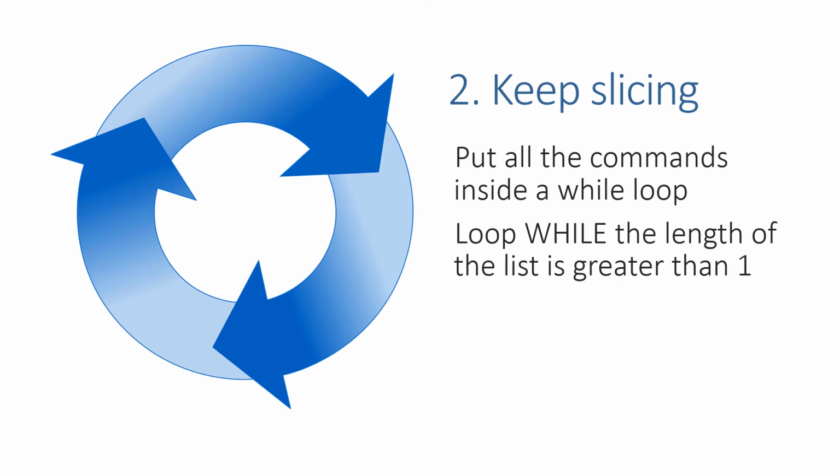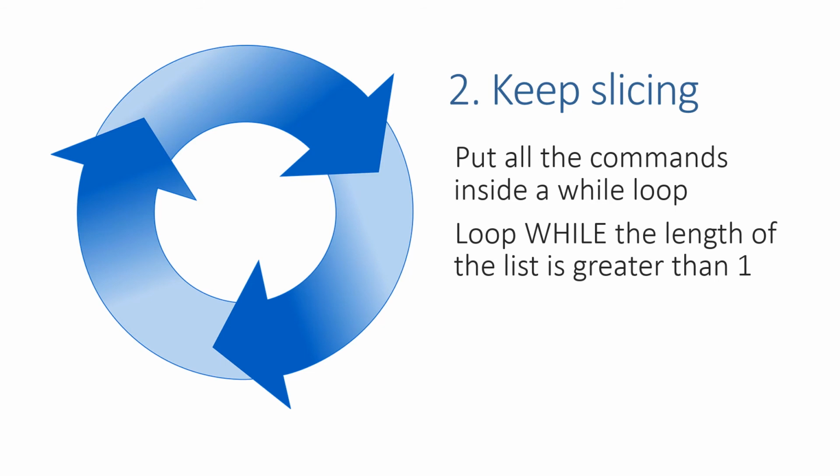Okay, so that's the first step done, the slicing. Now we've got to put this whole thing inside a loop so that we keep slicing and slicing and slicing until our list is only one item. So we'll loop while the list is bigger than one item.